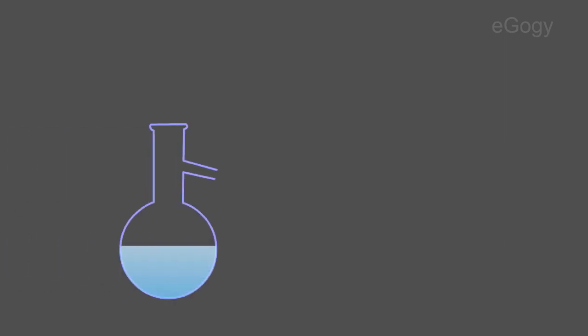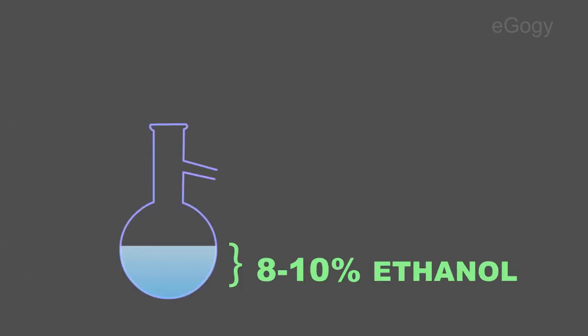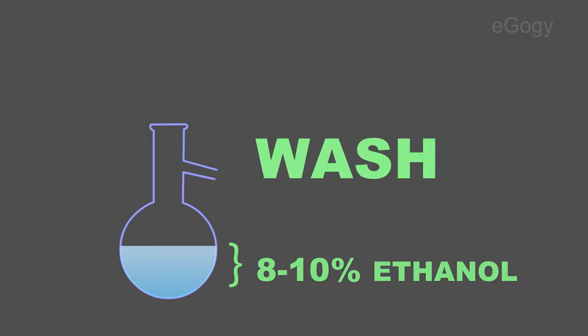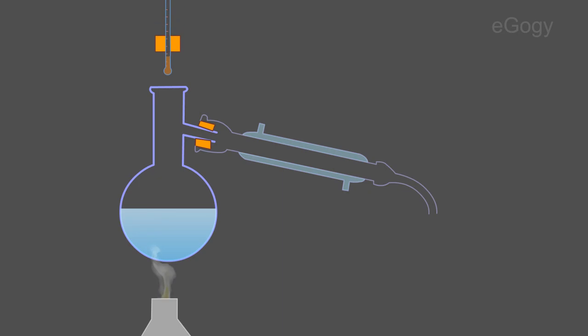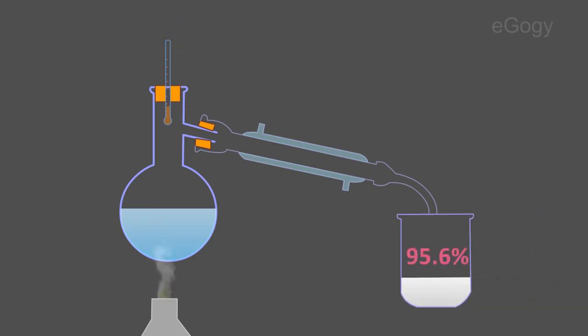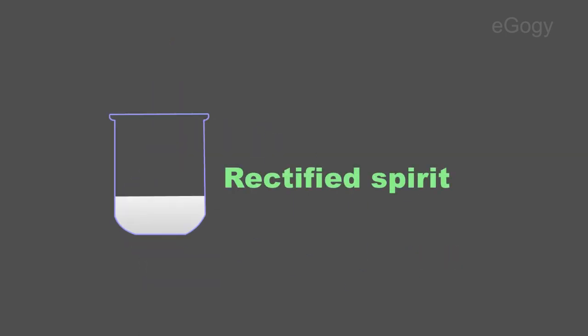From this, we get 8 to 10% ethanol solution. This is usually called wash. When wash is subjected to fractional distillation, a 95.6% ethanol solution is obtained. This is called rectified spirit.